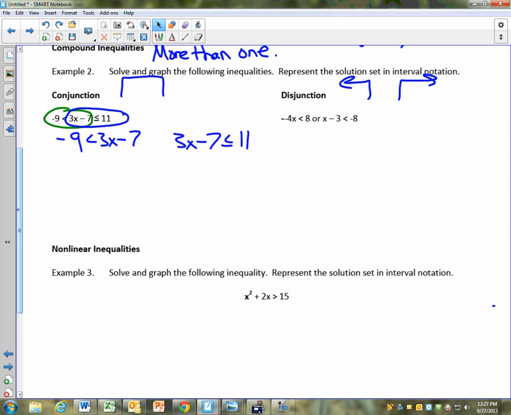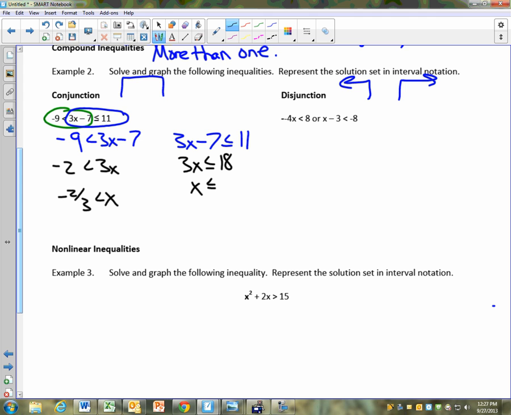So now I solve. I add the 7. I get negative 2 is less than 3x. Divide by 3. Negative 2/3 is less than x. That's my one solution. My one boundary, maybe I should say. 3x less than or equal to 18. So x is less than or equal to 6. So I need two ways to represent, well, three ways. I have the inequality portion here. I would also like to have the graphical representation.